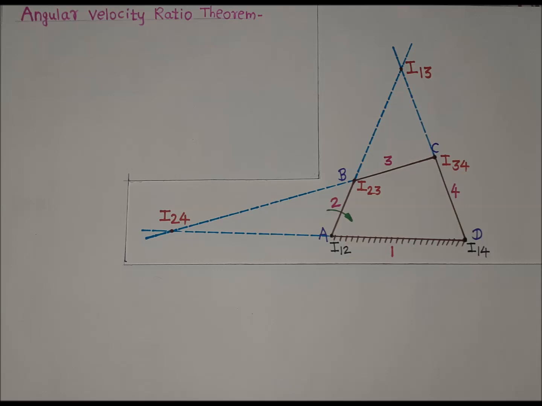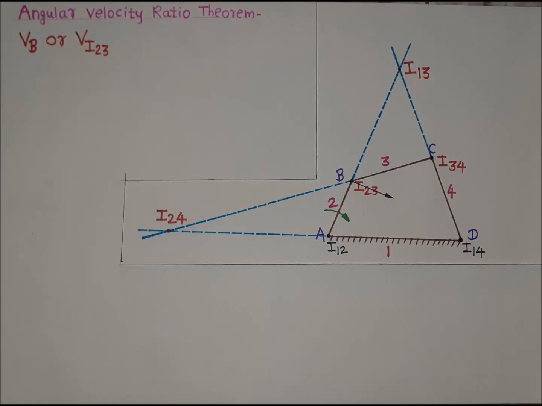Now, in this video, we will go for the angular velocity ratio theorem. Consider a 4-bar mechanism in which all 6 ICRs are located. Link 2 is rotating in clockwise direction. Now we will write the relation for velocity at point B, that is VB, or velocity at ICR I23, that is VI23. At ICR I23, relative motion or relative velocity between link number 2 and 3 will be 0.